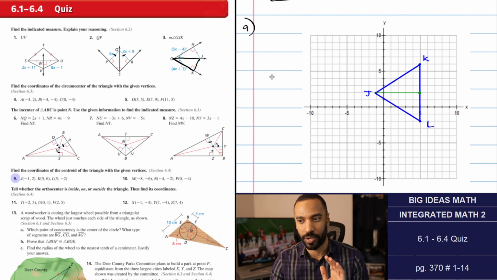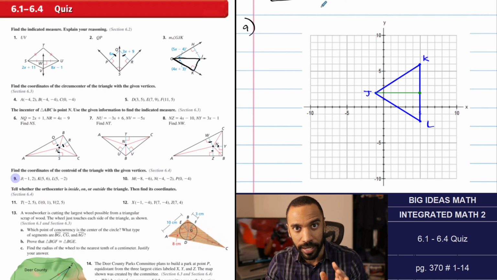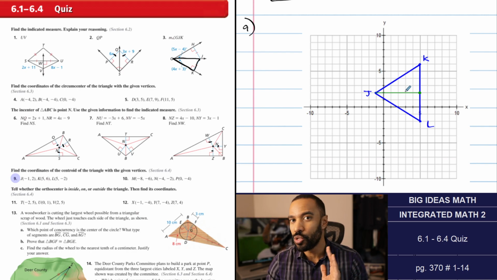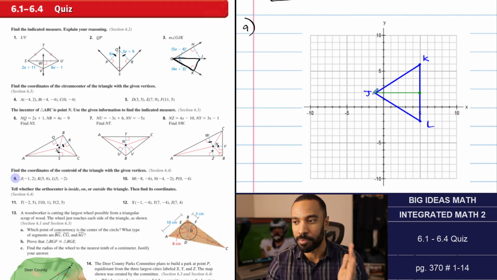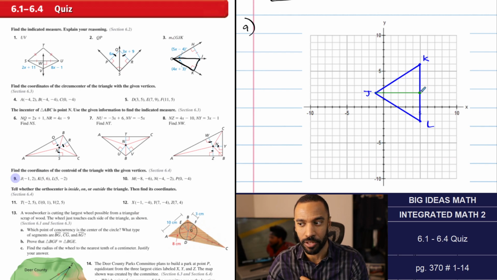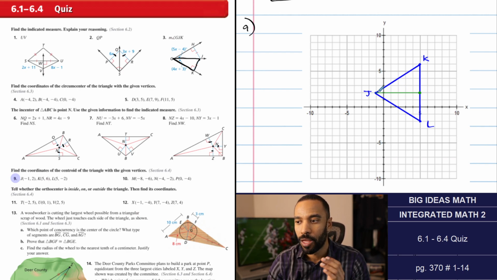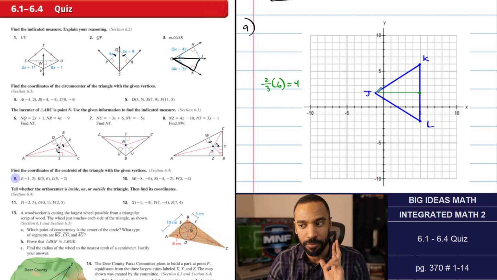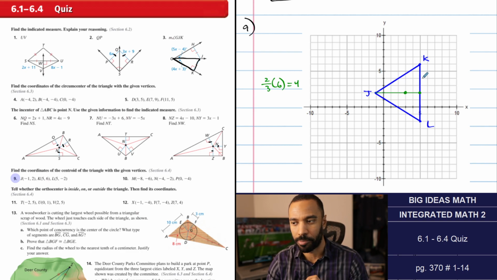Now, there's more to a centroid than just this. Wherever the centroid is, it is 2/3 of the entire segment from the vertex to the other endpoint of that median. So whatever this distance is right here from J, count 1, 2, 3, 4, 5, 6. 2/3 of 6 is 4. We can go 4 units away from J, not from this point, but from J. 1, 2, 3, 4, and boom, that would be your centroid.